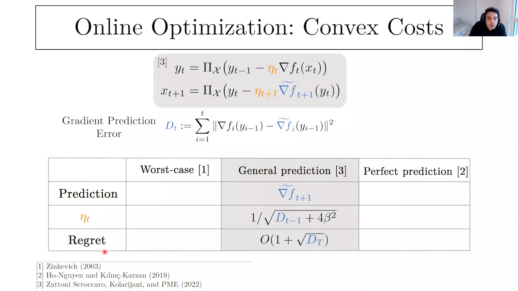And the regret that you have is going to be also the square root of this collection of errors that you have. The good thing about this result that we are presenting here is that it can actually retrieve the two results in the literature as an extreme scenario.